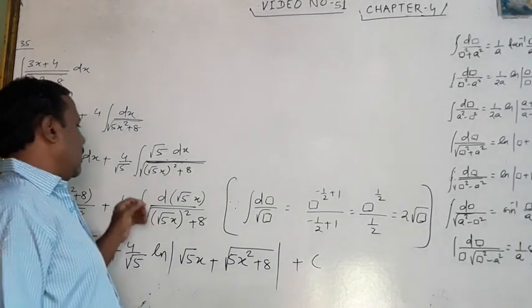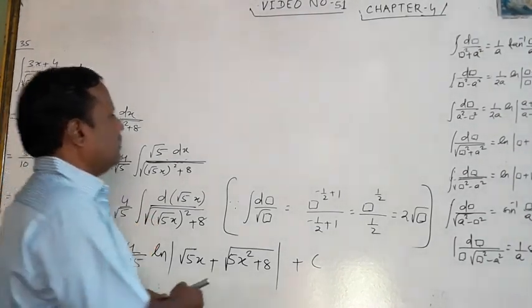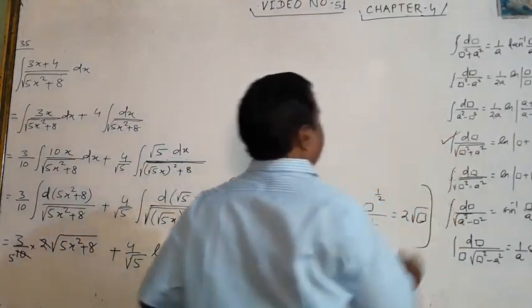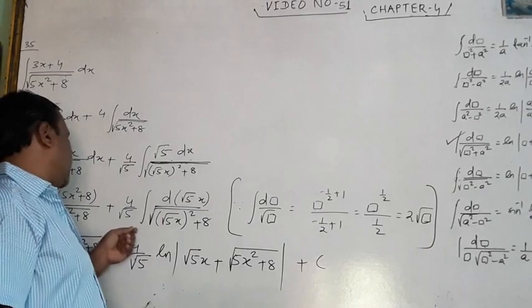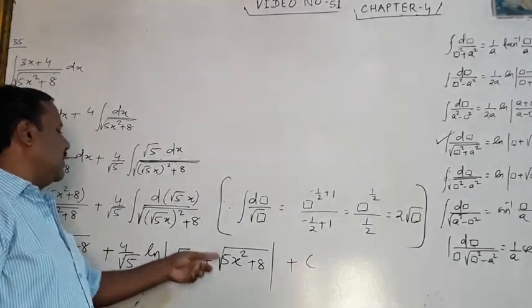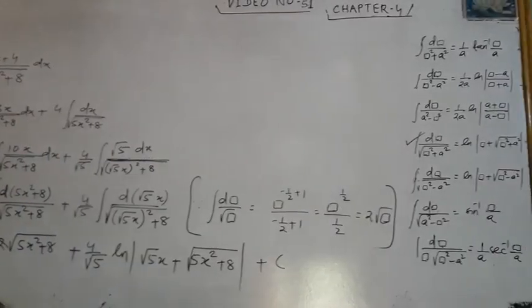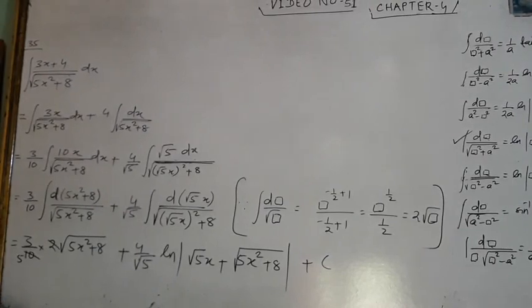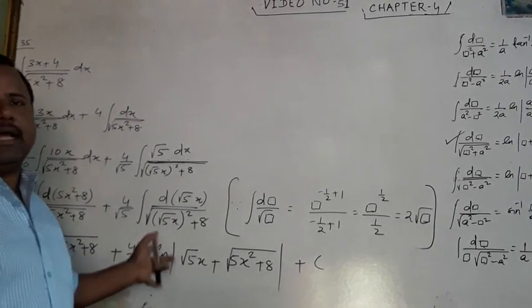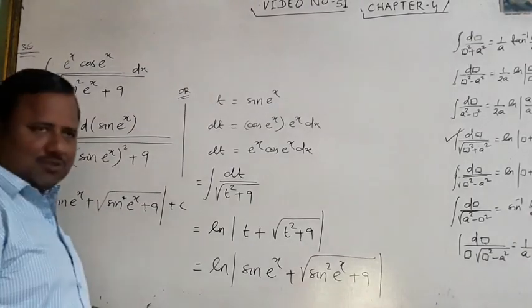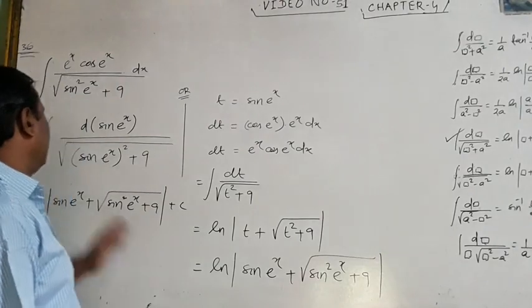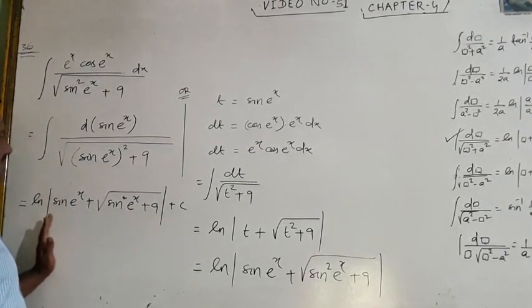This formula you should apply here: d box by box square plus a square. It is ln box plus root over 5x square plus 8, times 3 by 5. And it is your answer. There are two methods. You can do by this method or by this method. But you look how easy this is.